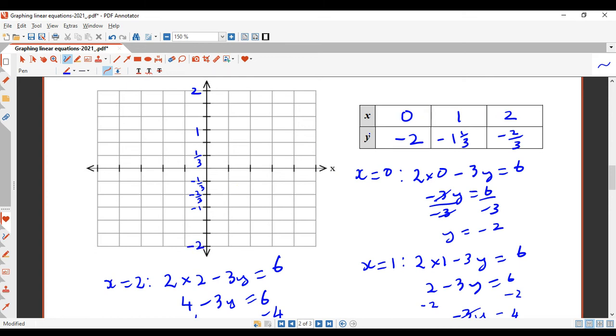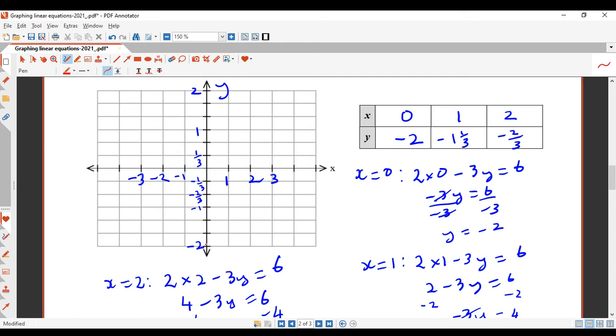Now, look at the x values. They're just going up by ones. So I'm just going to go 1, 2, 3 there. And negative 1. Now, as long as the spaces are going up by the same quantity on the axes, you can use a different scale for the x and y axis. Okay, so now we've got our points. Let's plot them.